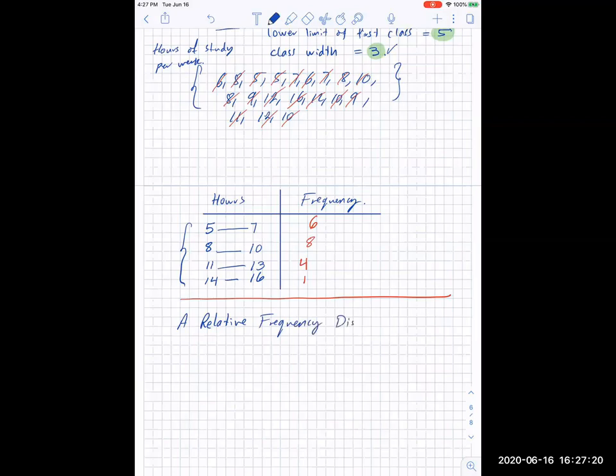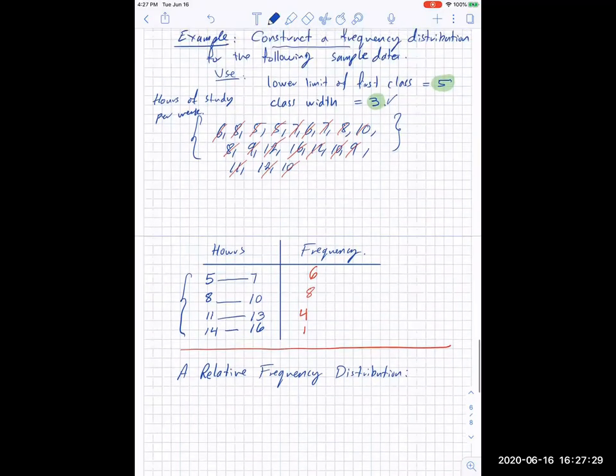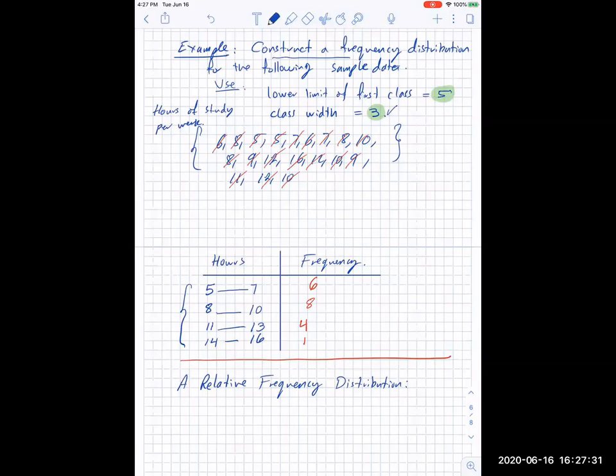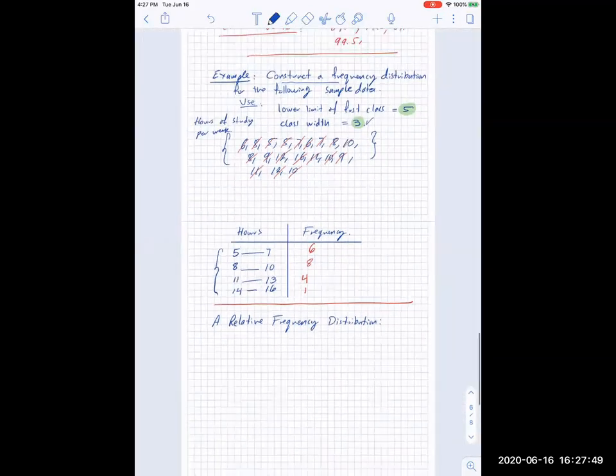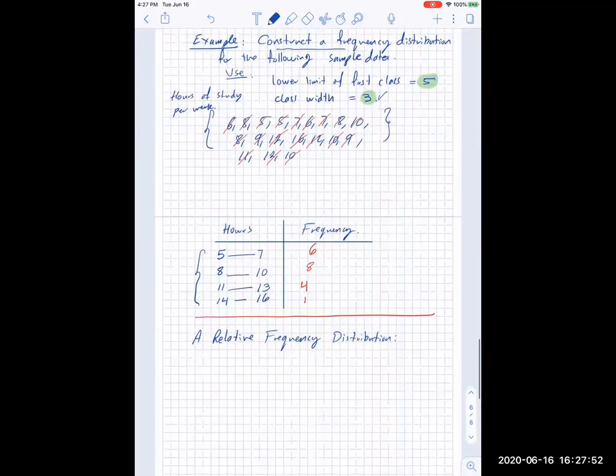Professor, for that example, with those numbers in that parameter, were those just random numbers? Oh, those will be given. This is sample data. I give you the set and I give you the lower limit and class width, and then based on that you construct your table. Okay, got it. Thank you. All right, excellent.